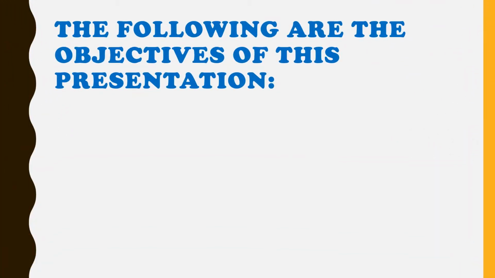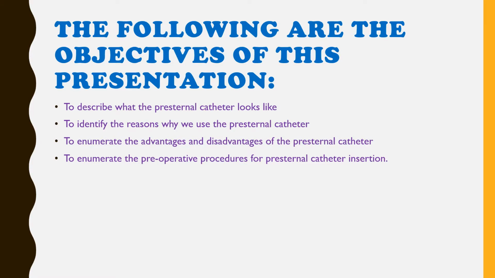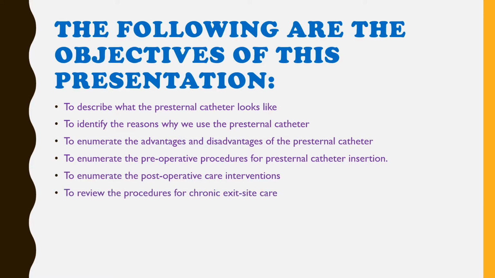The following are the objectives of this presentation. First is to describe what a pre-sternal catheter looks like. Next is to identify the reasons why we use the pre-sternal catheter. Next is to enumerate the advantages and disadvantages of the pre-sternal catheter. Next is to enumerate the preoperative procedures for pre-sternal catheter insertion. Next is to enumerate the postoperative care interventions. Last is to review the procedures for chronic exit site care.